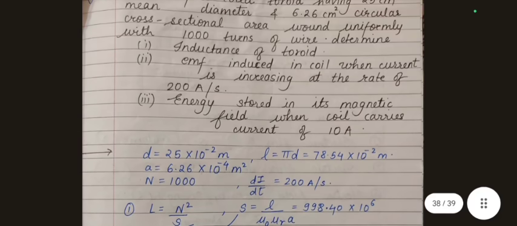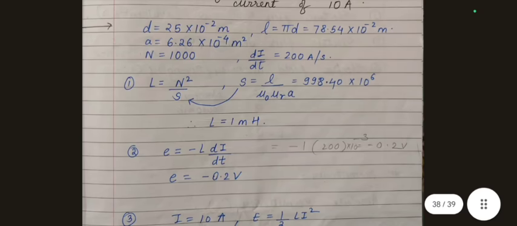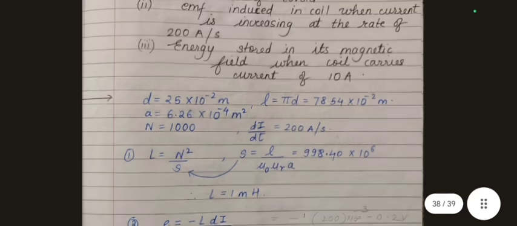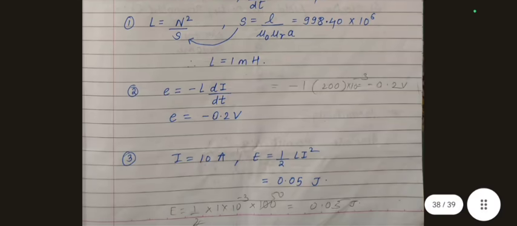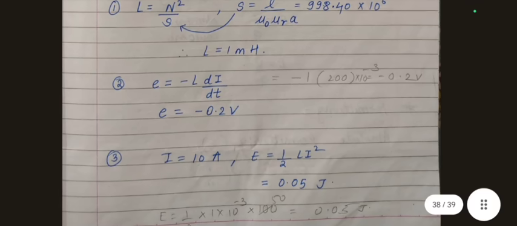Similarly, second, the EMF induced in the coil when current is increasing at the rate of 200 ampere per second. That time you have to calculate by this formula, minus L di by dt. By substituting all the values, you will get minus 0.2 volt. Then third, the energy stored in its magnetic field when the coil carries a current of 10 ampere. Then you just use the energy stored formula, 1 by 2 L I square, and I is given as 10 ampere. If you calculate by putting all the values of self inductance and current, you will get 0.05 joules.